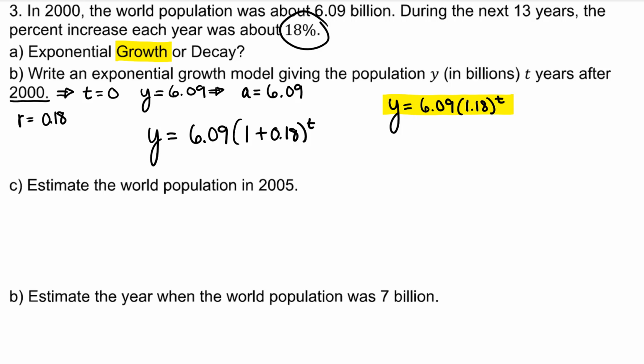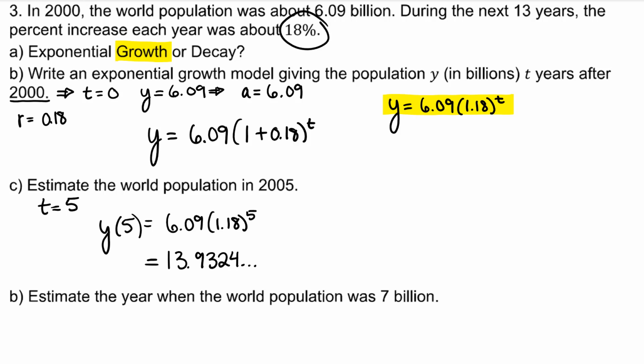Estimate the world population in 2005. 2005 would be 5 years after 2000, so at t equals 5. When I plug in 5 for t, we get 13.9324 and so on, which I'll round to be 13.9 billion.